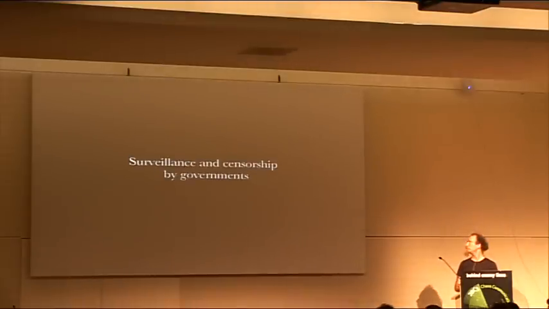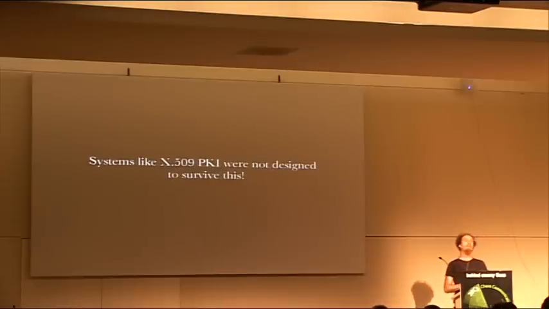Problem three is widespread surveillance by governments of the internet and widespread censorship by governments of the internet. And these two subjects are intertwined. But what we're realizing is that X.509, which is the system of certificates that TLS uses to do authentication, was not engineered, was not designed to be able to cope with attacks by governments or any other kind of resourceful adversary. You know, get five people at random out of the audience tonight, they will be able to break this thing.